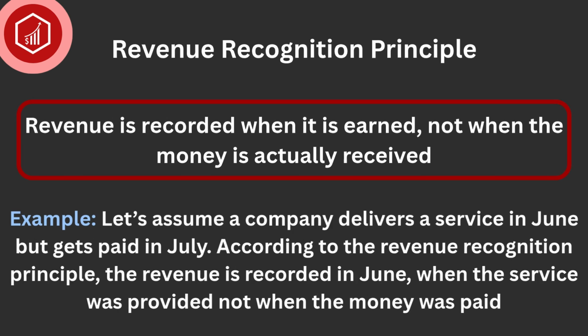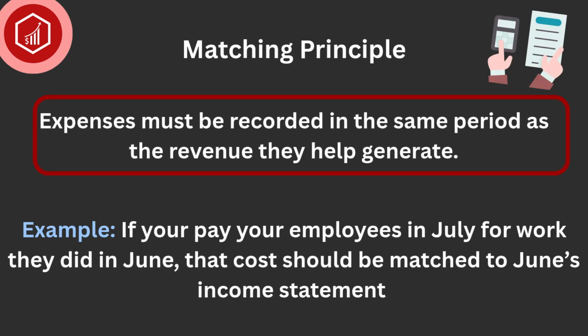The next one is one of the most important principles. It is the revenue recognition principle. It says that revenue is recorded when it's earned, not when the money is actually received. For example, let's say a company delivers a service in June but gets paid in July. According to this principle, the revenue is recorded in June, when the service was provided, and not when the money was paid. This helps match income with the right time period.